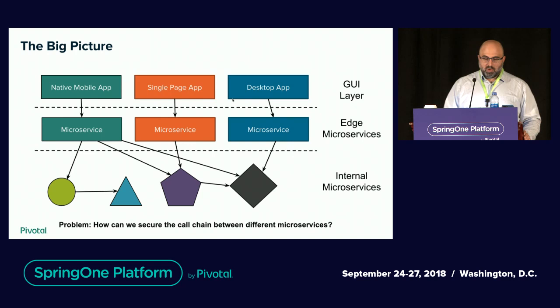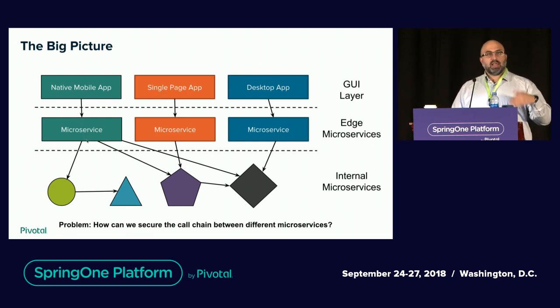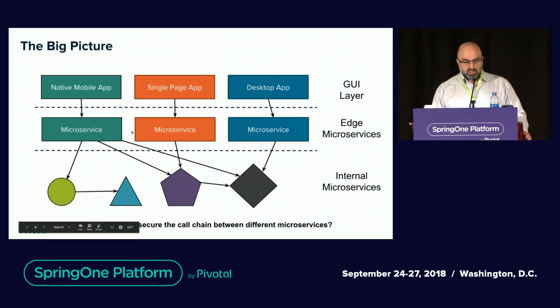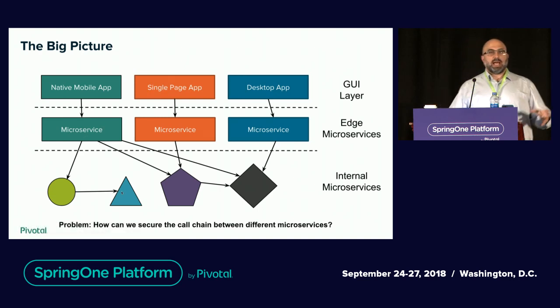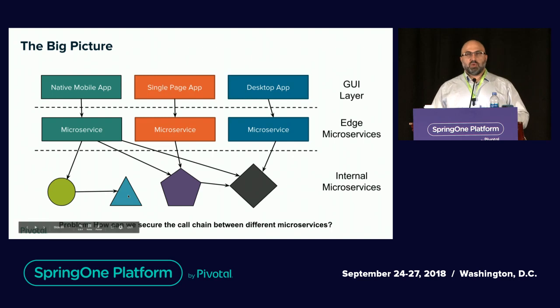So in the big picture, what we end up with is native mobile apps that are calling microservices, or a single page app or a desktop app, and they enter through one door, but once they're through that edge, they distribute into any number of other microservices inside, which introduces a problem: how do we secure the call chain? How do we make sure that nothing bad happens as the request goes from here to here to here? When you had a monolithic app, the circle and the triangle functionality would have been in one Java virtual machine, and you wouldn't be worried about somebody accidentally curling a function and changing the state of your database. That can actually happen when you have a microservice architecture.